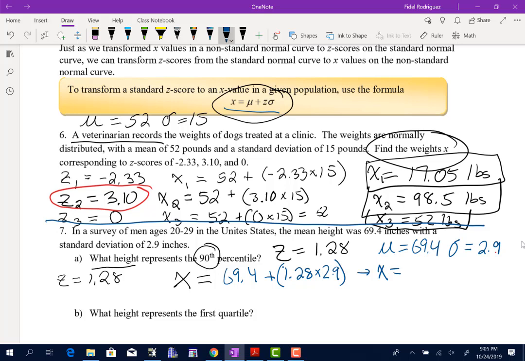Well, we already found the z-score, right? Remember, the z-score gave us that 1.28, so we're going to multiply 1.28 times what number? 2.9, okay. And I'm coming up with 37.12. And then we're going to add what number to it? 69.4. 73.112? 73.112, is that right? Okay. That's our height in inches, right?